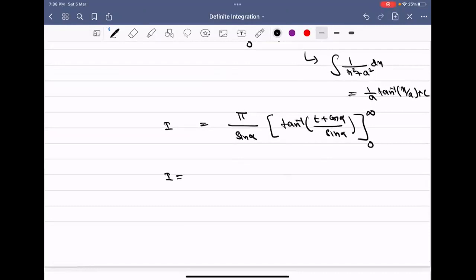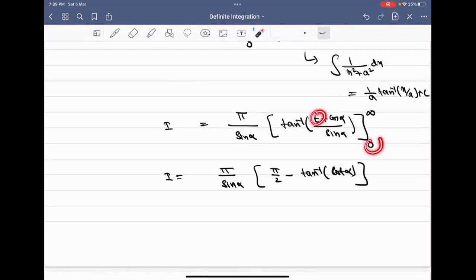So I is equal to pi over sin alpha into tan inverse. If you substitute the upper limit, tan inverse infinity is pi by 2. Minus, if you substitute the lower limit, replacing t with 0, we get tan inverse of cos alpha by sin alpha, that is cot alpha.